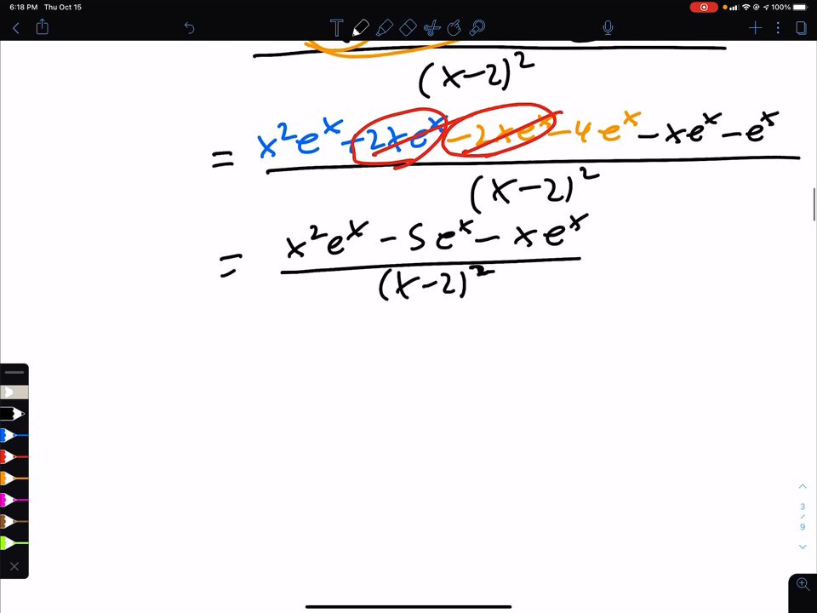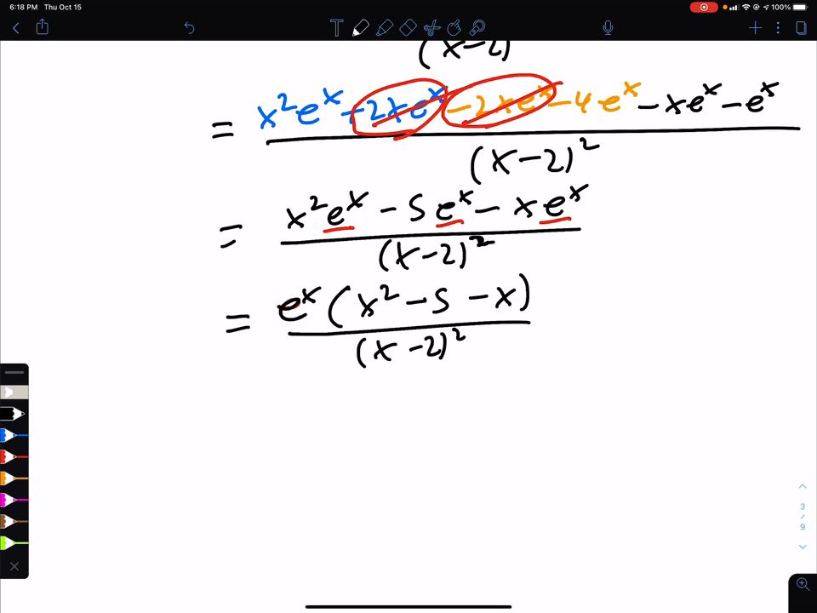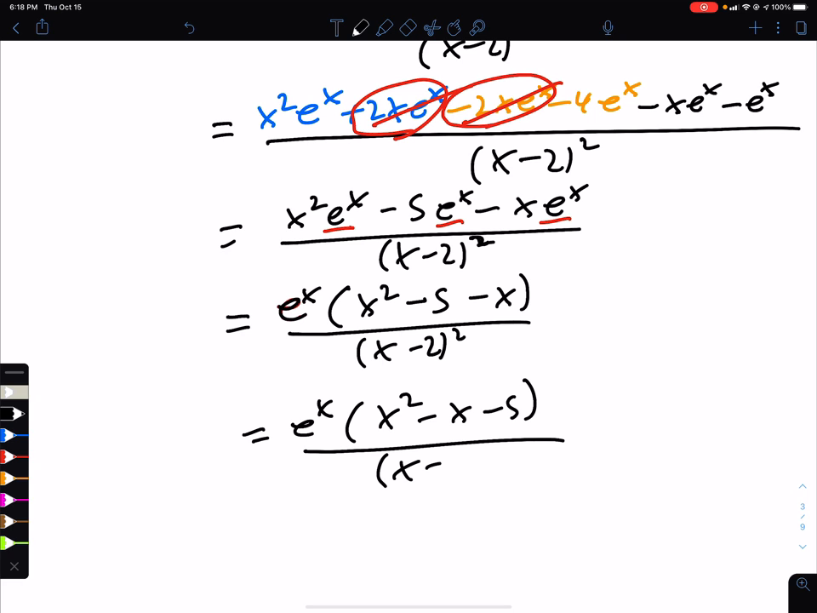Now on top, I do have a common factor. If you'll notice, all three terms have an e to the x. So I'm going to take that out. And what am I left with? Well, I'm left with x squared minus 5 minus x all over x minus 2 squared. And just to make it prettier, I'm going to rearrange these numbers. And hopefully that's right. There's a chance I made a dumb error, but I believe that's the answer.